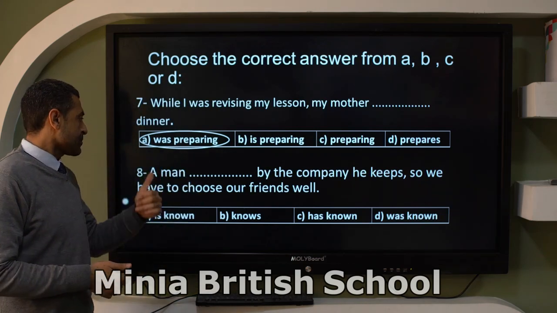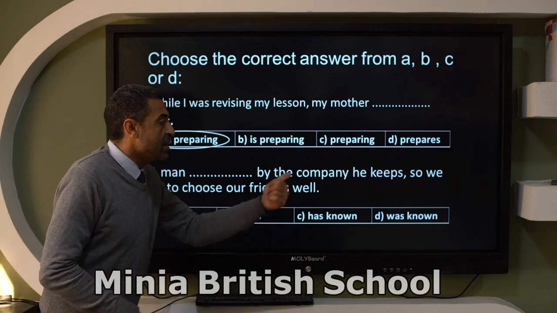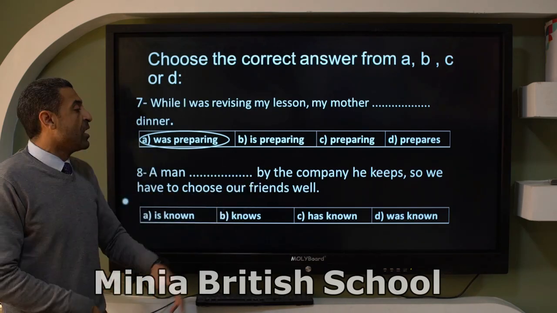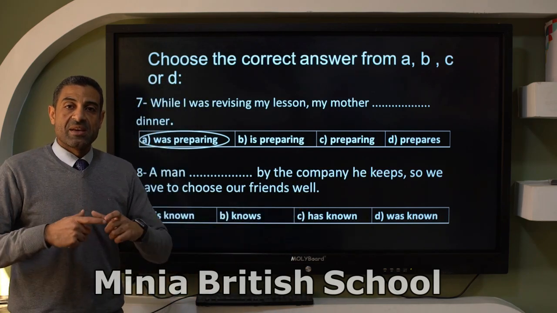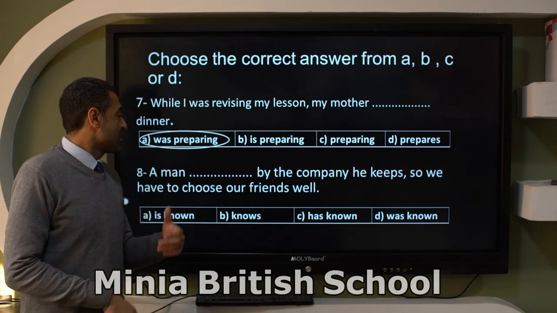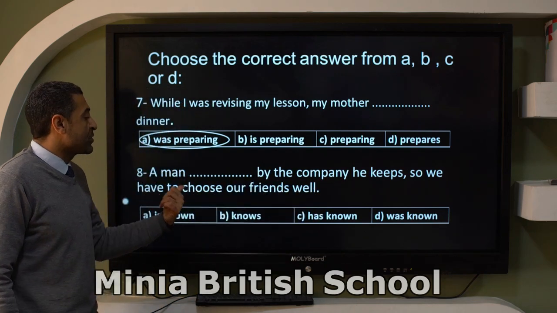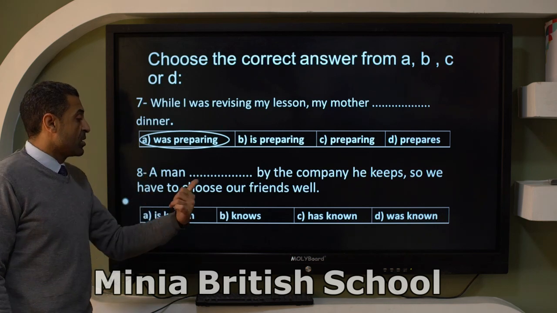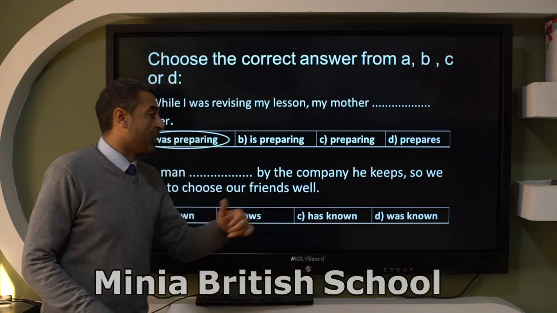8. A man is known by the company he keeps. So we have to choose our friends well. Oh, so now we have the word company. Company, this is the group of friends that someone has got. So a man is known by the company he keeps. So we have to choose our friends well. Is known, knows, has known, or was known.